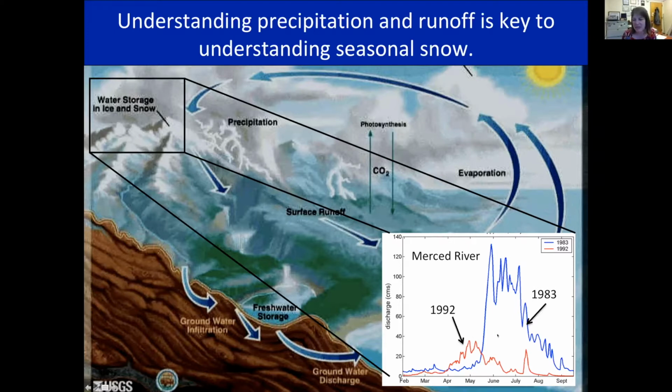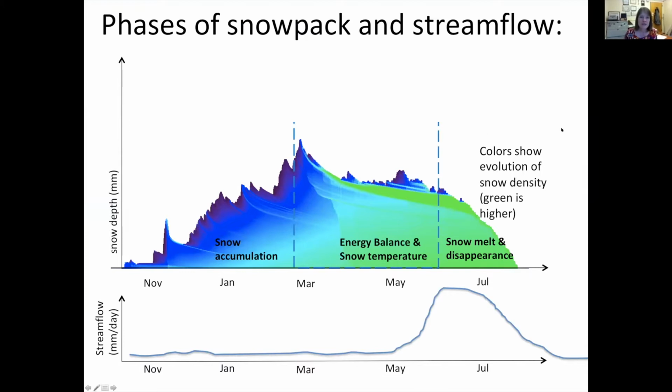And I've got a picture here of runoff from the Merced River in California, which is snowmelt dominated, and just how much both the timing and the amount vary in different years. So when you think about measuring and modeling the snowpack, I think about three phases.